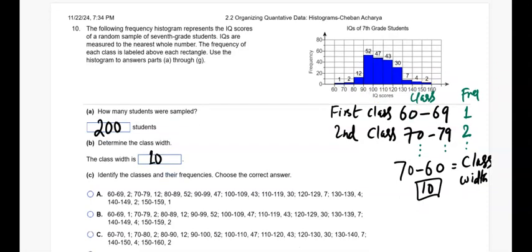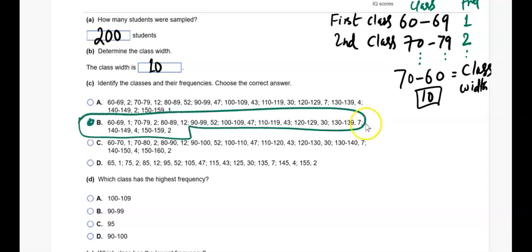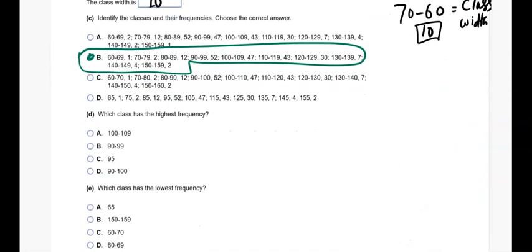And the answer for this question, if you read it properly, is B. They give you class 60 to 69, the first class, comma, frequency is 1. 70 to 79, second class, comma, frequency is 2, and so on. That's the answer. Which has the highest frequency? If you look at this, this class is the highest frequency, which has 52 as a frequency. How do you name the class? 90, not 100, 90 to 99. So your answer is going to be B, 90 to 99.